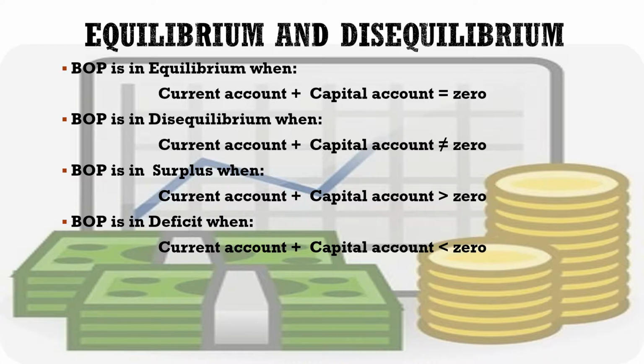That means our official reserves are increasing and our balance of payment account is in deficit when current account plus capital account is less than 0. That is negative inflow of foreign exchange. That means our outflow of foreign exchange is more than inflow of foreign exchange, which will lead to decrease in official reserves.